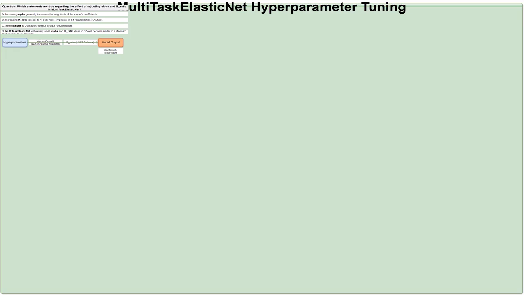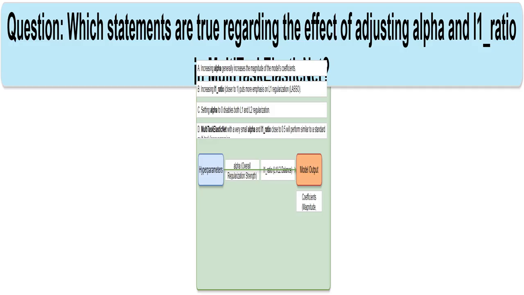This is the core quiz question about understanding how alpha and l1_ratio impact MultiTaskElasticNet, a scikit-learn model used for multiple regression problems. This statement is false. I've learned that a larger alpha actually decreases the coefficient magnitudes, because it strengthens regularization. That means the model is penalized for large coefficients.